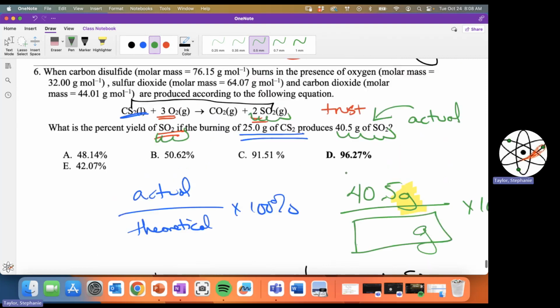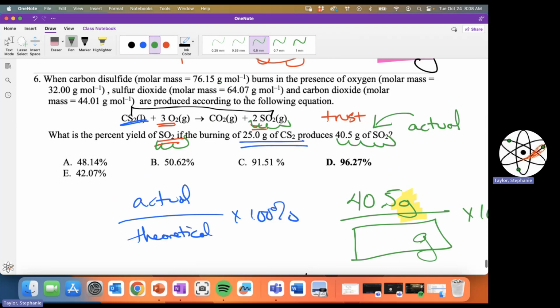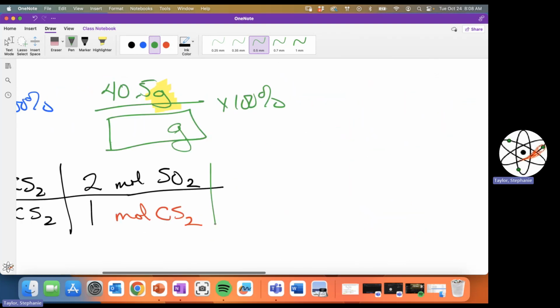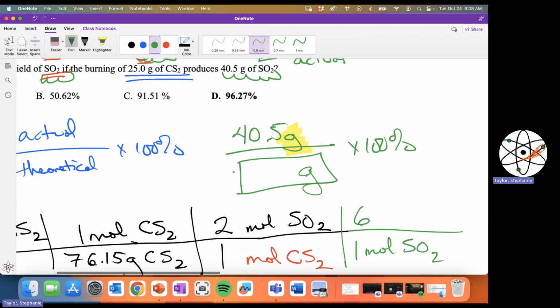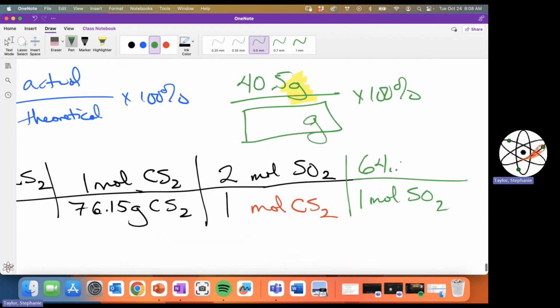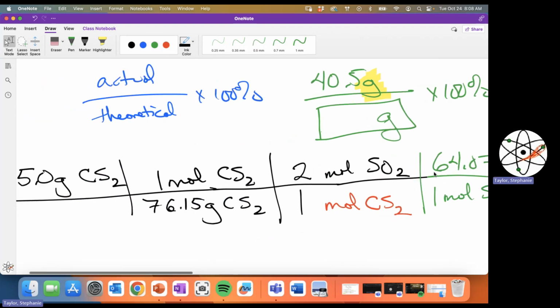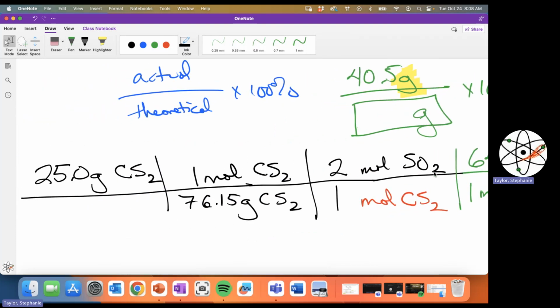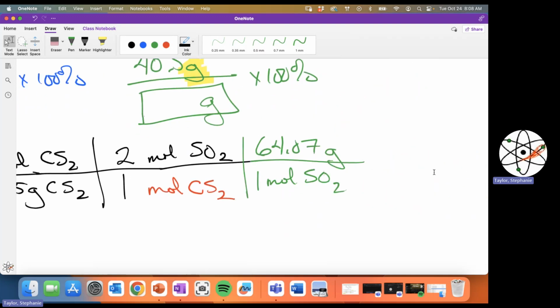So now I just need to go to grams of sulfur dioxide, which is right here, 64.07. So in 1 mole of sulfur dioxide, I already forgot the number, so 64.07 grams. So there's all my math. I'm going to take my 25 that we started with, divide it by the molar mass of carbon disulfide, multiply it by the stoichiometric ratio, which is 2. Technically, I'm also dividing it by the stoichiometric ratio, which is 1, and then multiplying it by the molar mass.